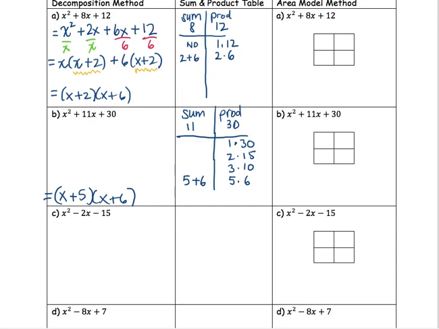And, oh yeah, and then I'll just show you one more here, if you want to see the whole decomposition method. Okay, so I'm taking the middle term and decomposing it into 5 and 6, which are the two numbers I found from my sum and product sum table.